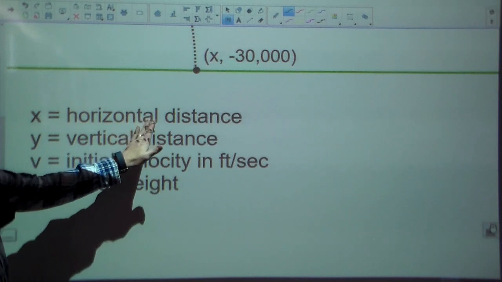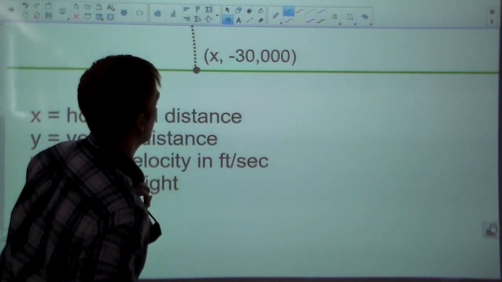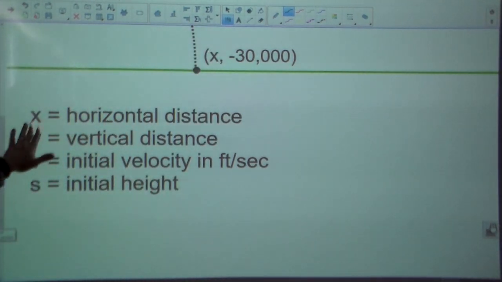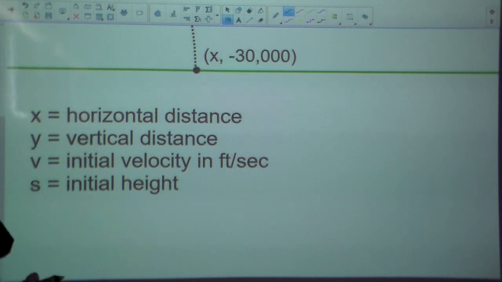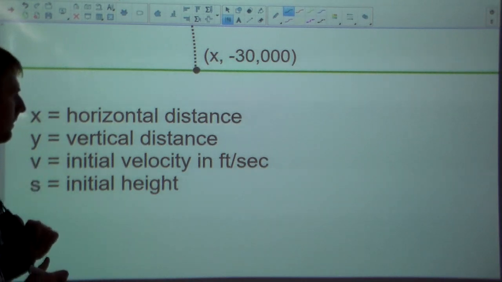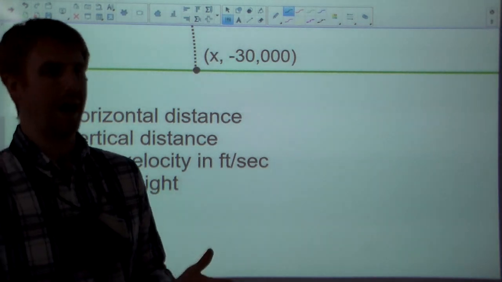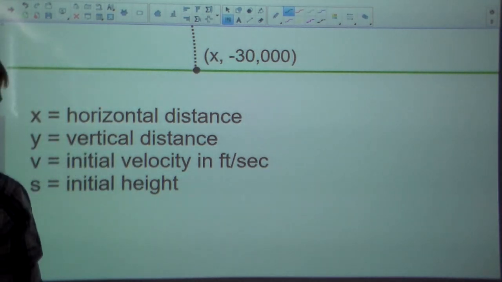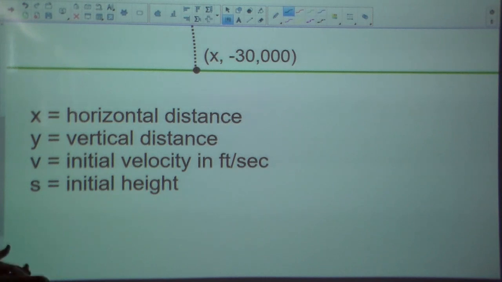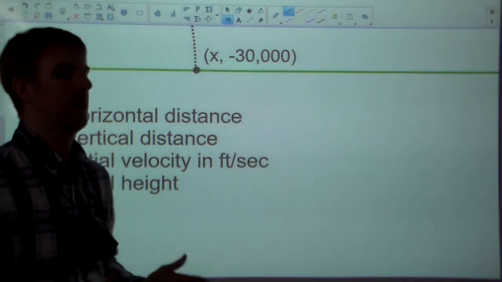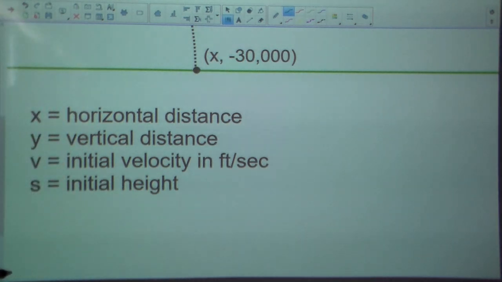X is going to be the horizontal distance, and I'll come back and explain my drawing and where the points go in a second. X is the horizontal distance. That's ultimately what we're trying to find. Y is the vertical distance the box is going to travel. V is the initial velocity, but it's in feet per second, so that's going to take a little bit of work because they gave us miles per hour. And then S is initial height. I have no clue why they used S. Usually it's H, because that makes sense for height. But that's what they told us to go with, so we're going to use S for initial height.